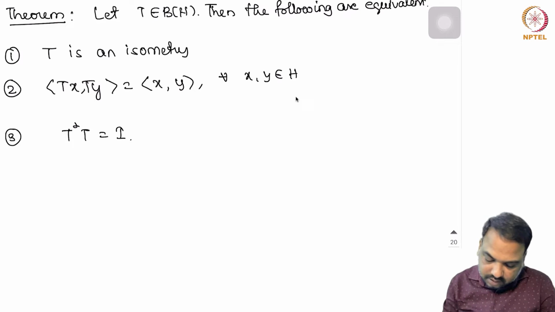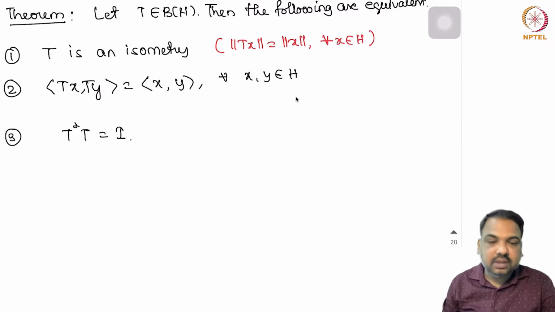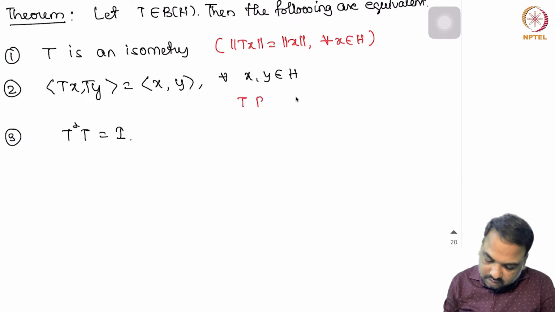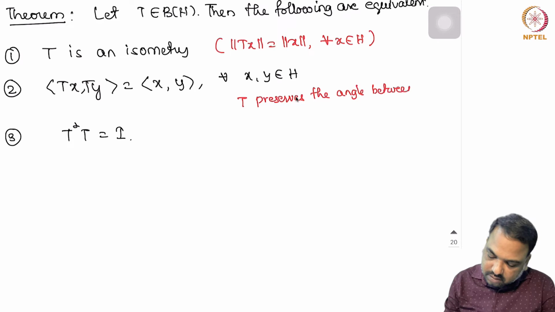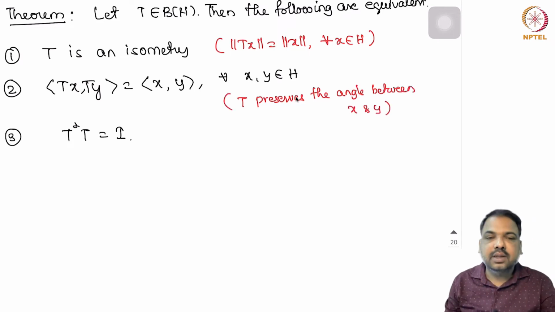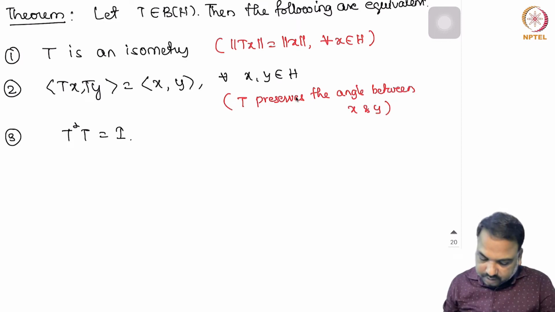Let us look at the first condition, that is nothing but norm Tx equal to norm x for every x in H. That means T preserves the distance. The second condition says that T preserves the angle between x and y, since preserving the inner product is nothing but preserving the angle. And the third condition is expressed in terms of the adjoint. Earlier we defined self-adjoint operators and normal operators in terms of the adjoint only. But for an isometry, we defined it in terms of distance, which is also equivalent to T star T being the identity. That means we can define an isometry in terms of the adjoint of the operator.